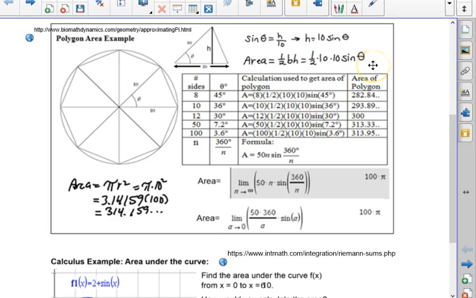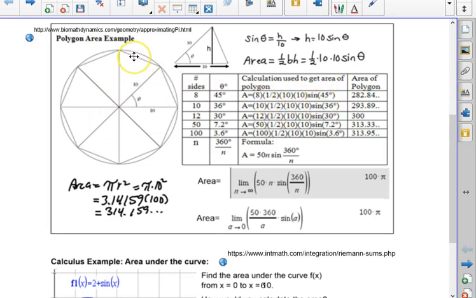Now, if these two distances always stay the same, which they will in a circle, these are all the radius of the circle, and the only thing that changes is theta, then I can find the area of a triangle with any angle theta using this little relationship here. So for 8 triangles with an angle of 45 degrees, the total area of this whole polygon would be 8 times 1/2 times 10 times 10 times sine of 45.